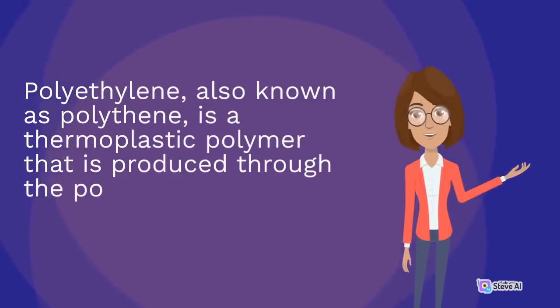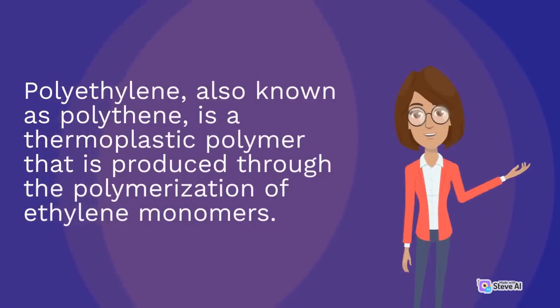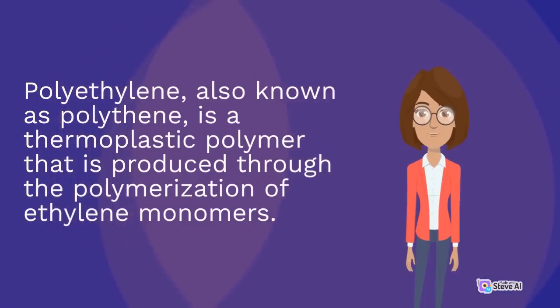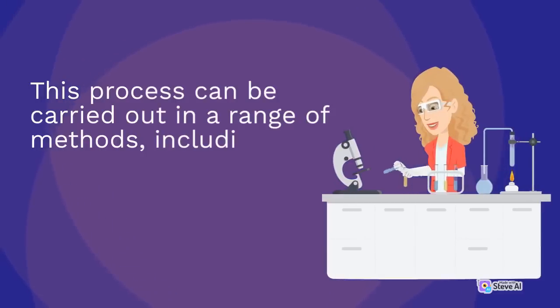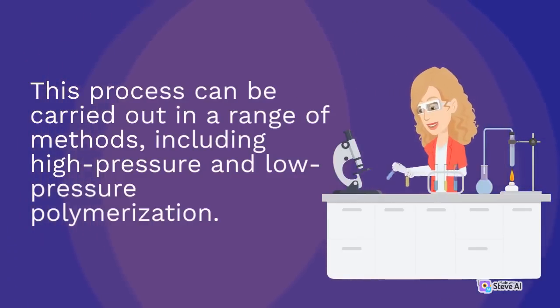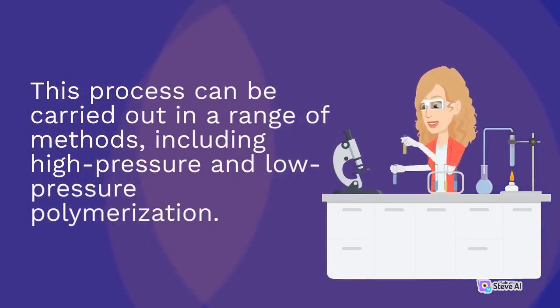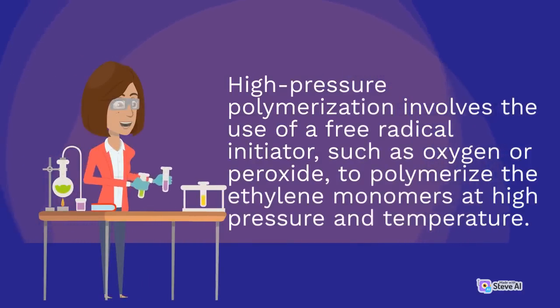Polyethylene, also known as polythene, is a thermoplastic polymer that is produced through the polymerization of ethylene monomers. This process can be carried out in a range of methods, including high-pressure and low-pressure polymerization. High-pressure polymerization involves the use of a free radical initiator, such as oxygen or peroxide, to polymerize the ethylene monomers at high pressure and temperature.